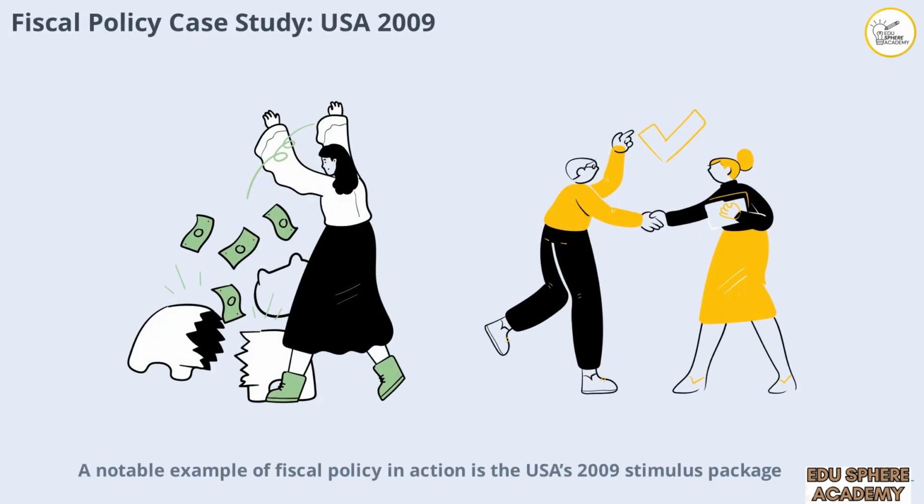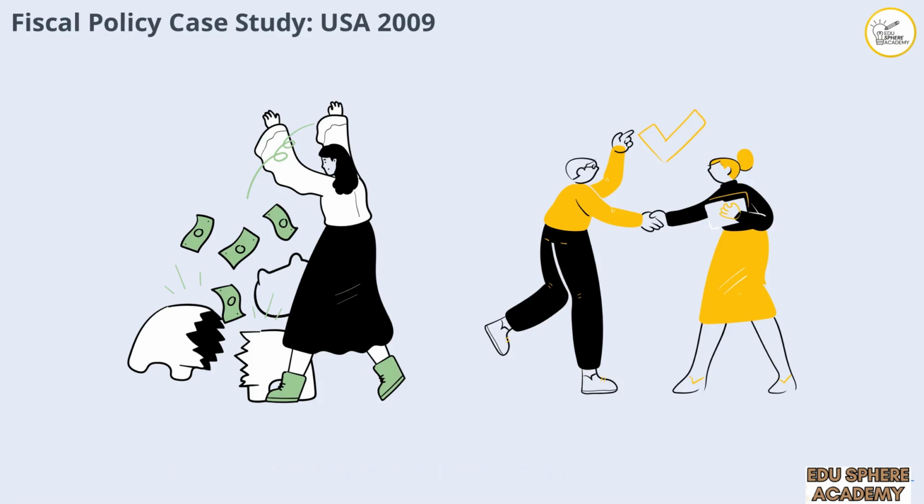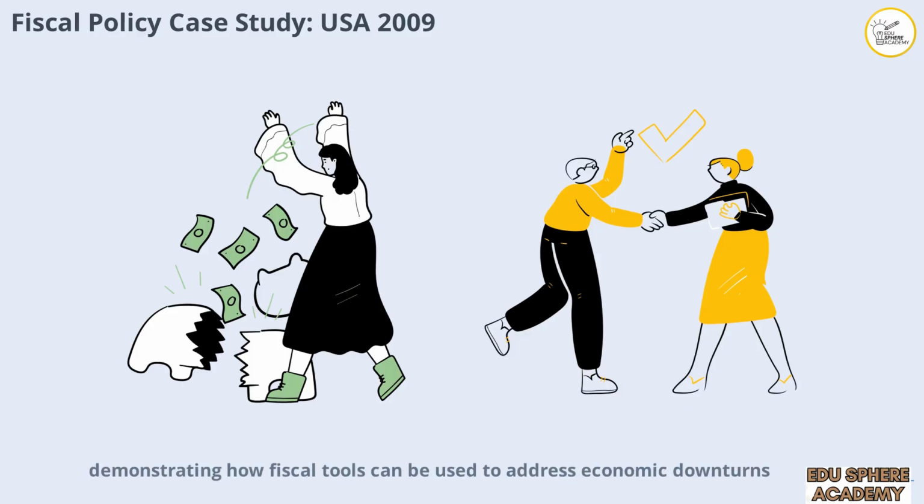A notable example of fiscal policy in action is the USA's 2009 stimulus package. In response to the global financial crisis, the government increased spending to revive the economy. This expansionary policy aimed to reduce unemployment and boost aggregate demand, demonstrating how fiscal tools can be used to address economic downturns. Such case studies highlight the real-world impact of fiscal policy decisions.